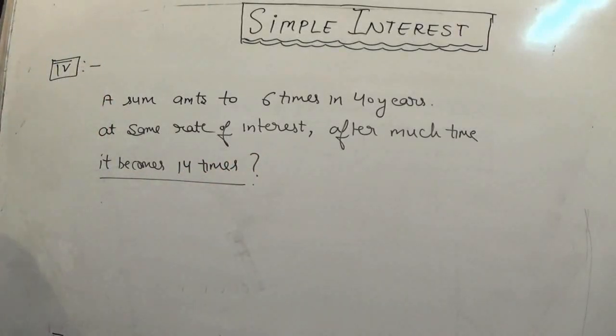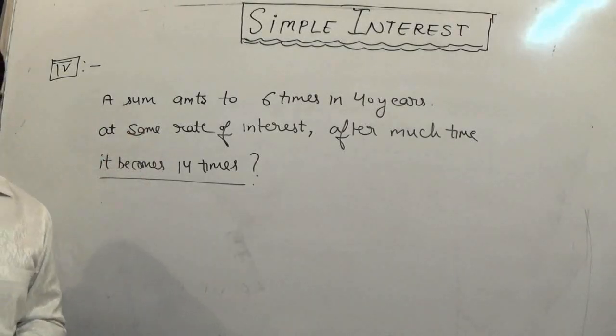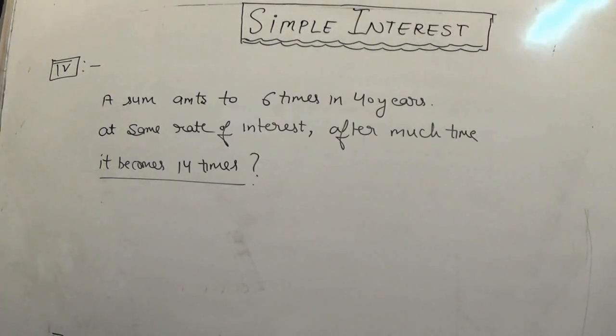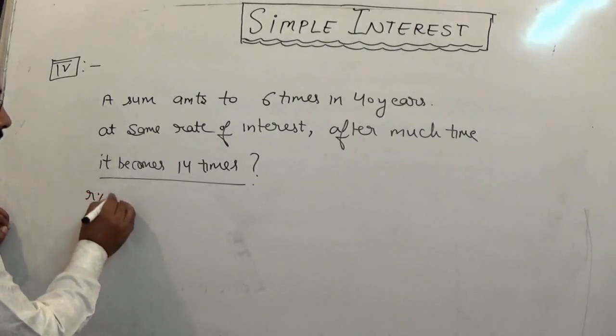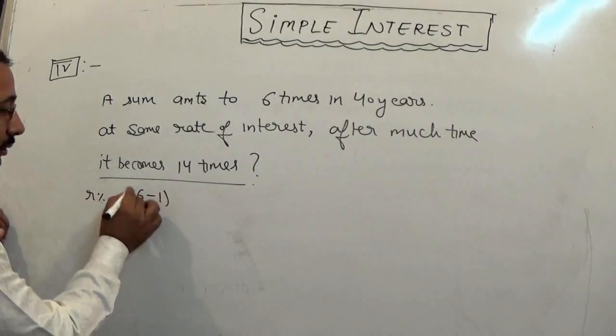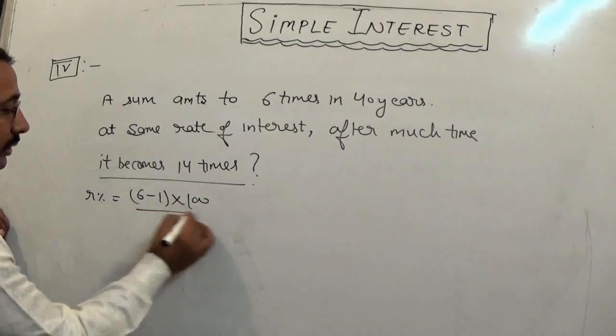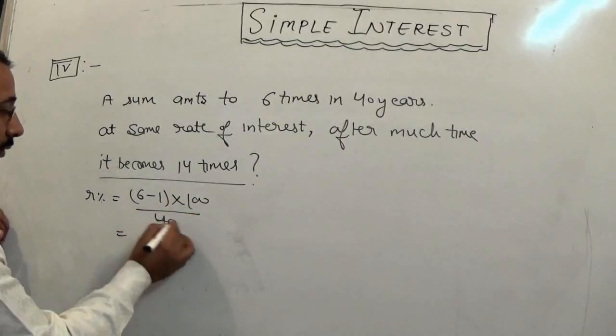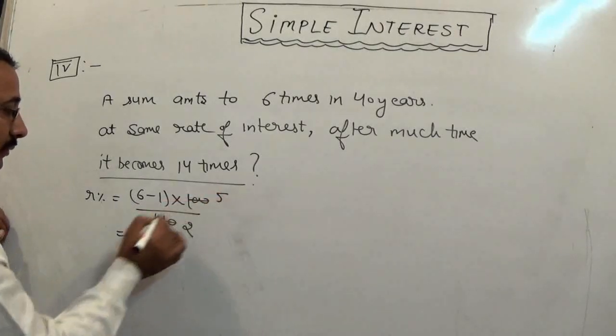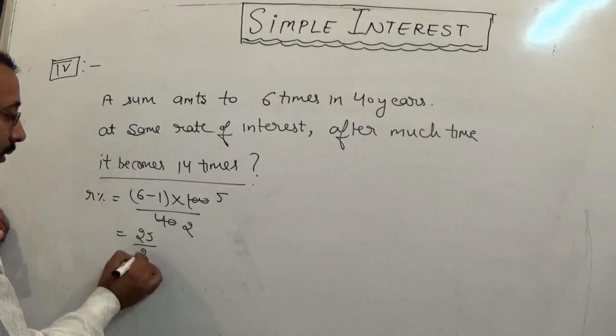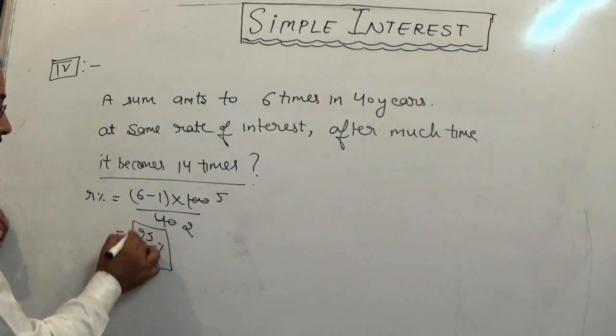Pay attention here to what the question talks about. A sum amounts to 6 times in 40 years at the same rate of interest. If the same rate of interest follows, how much time does it take to become 14 times? So when I find the rate of interest, I can say R percent equals (6 minus 1) into 100 upon 40. That would be 25 by 2%, that is said to be R percent.